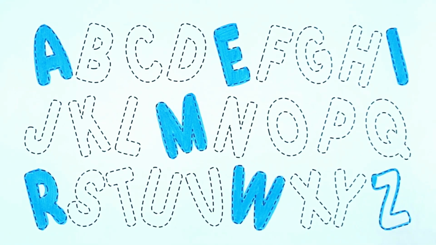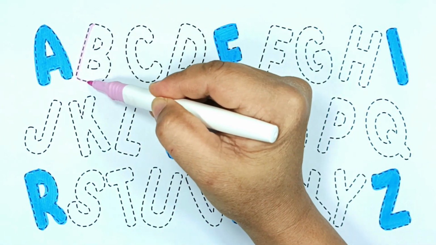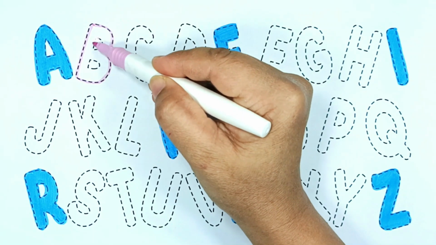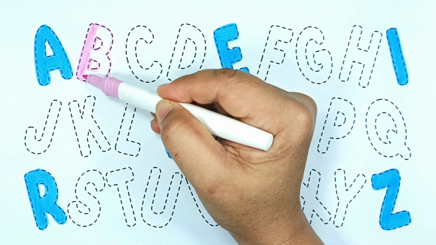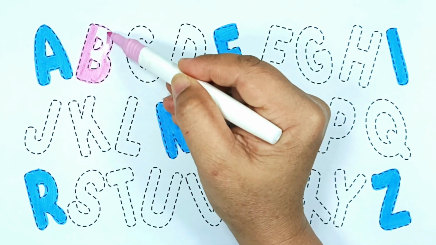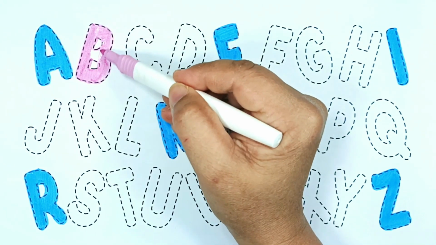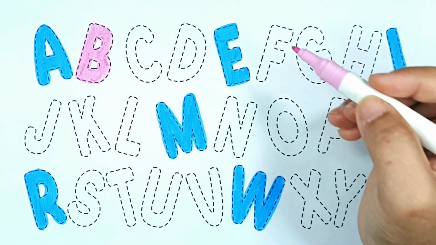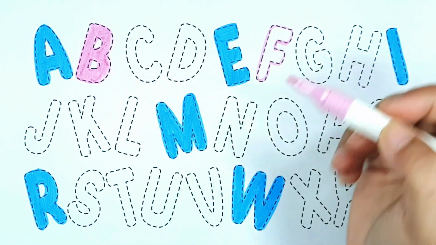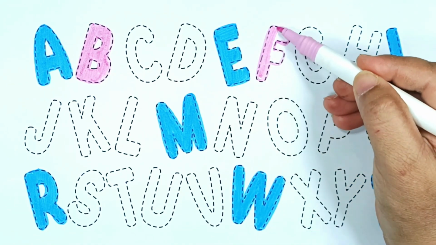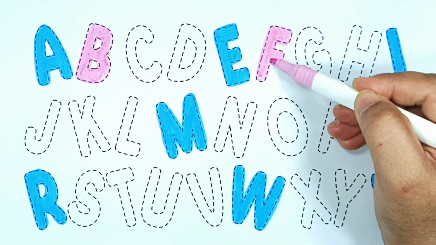C. C for zebra. B. B for ball. F. F for frog.